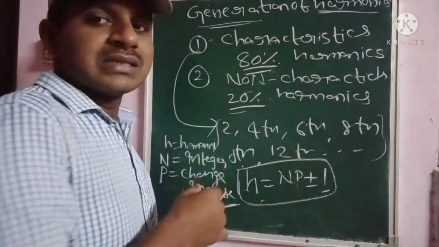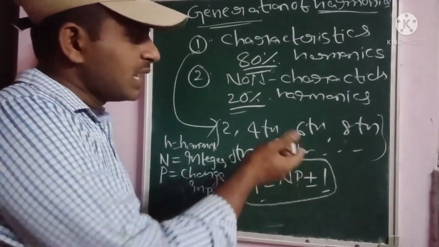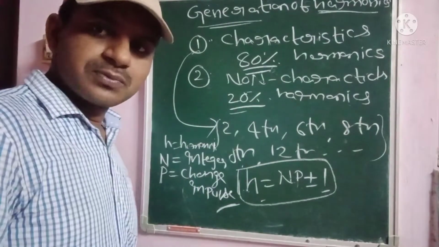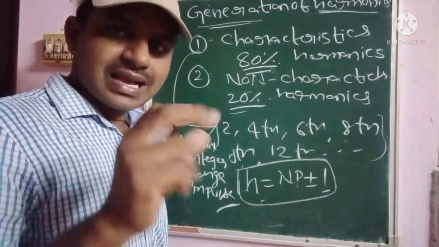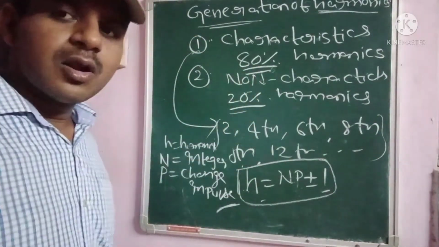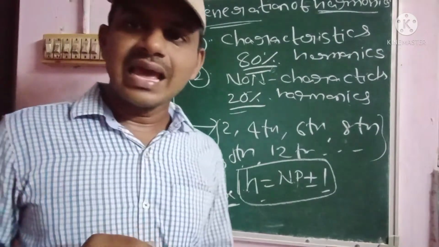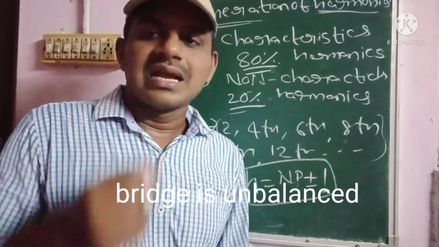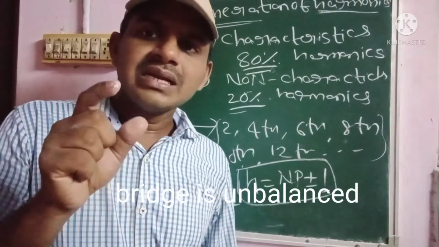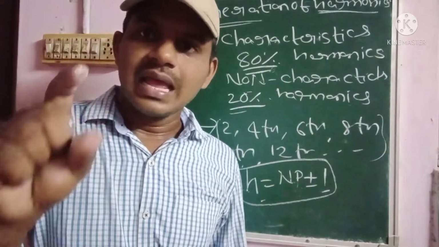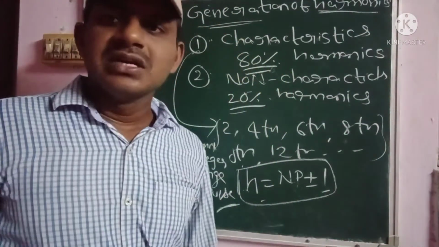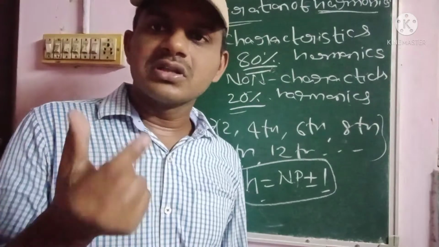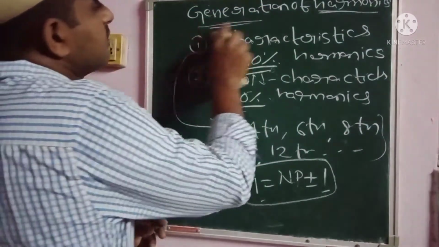So under the bridge balanced condition, there are even harmonics. Coming to the AC side, when the bridge is in unbalanced condition, different types of harmonics are produced, basically current harmonics. Now coming to non-characteristic harmonics. These are produced when the bridge, which actually means the load, is under unbalanced condition. Under unbalanced condition, different harmonic levels will be produced.